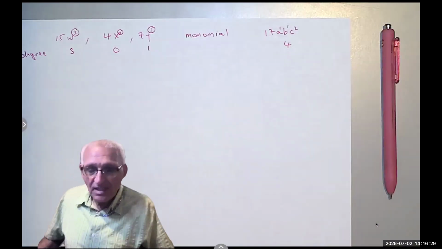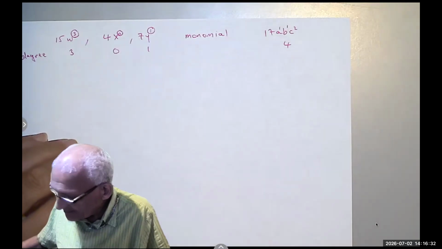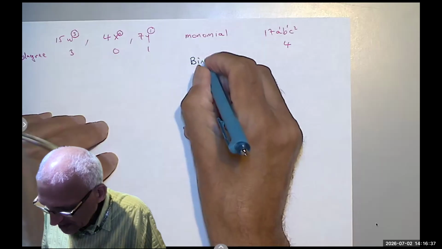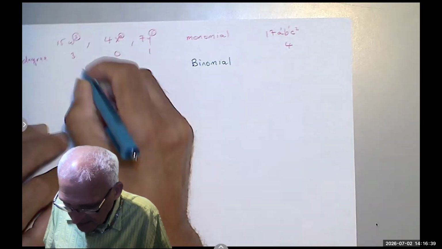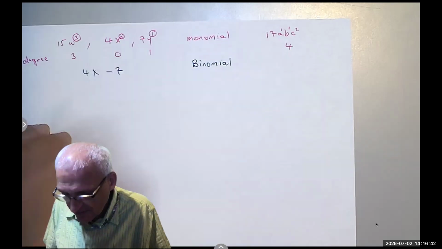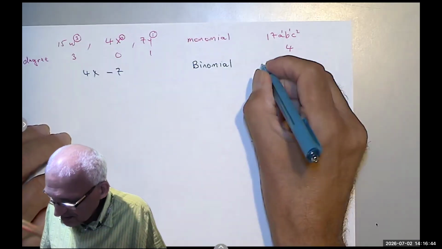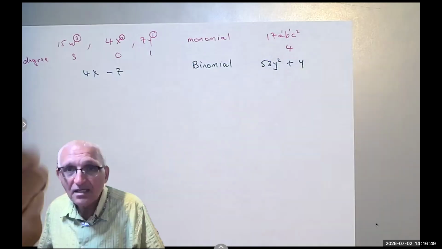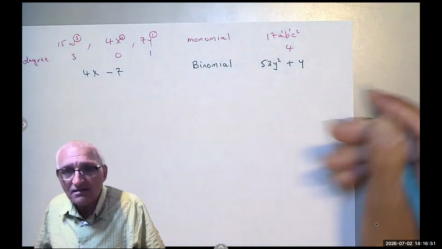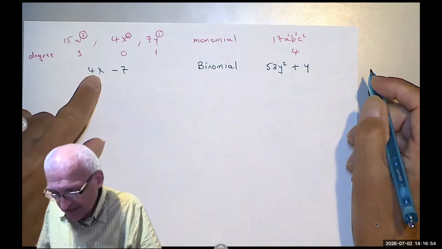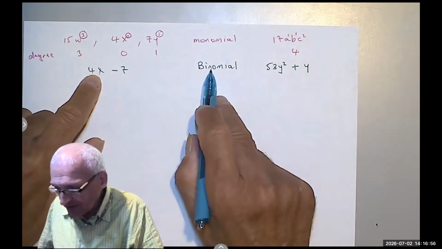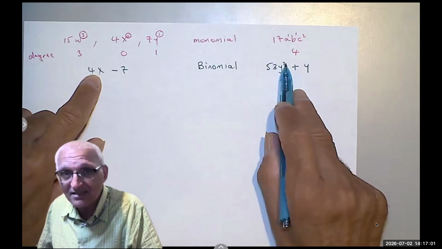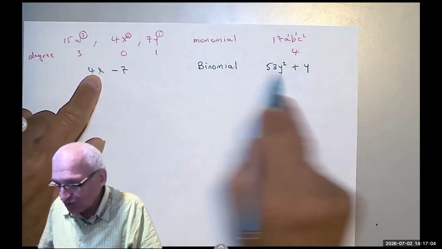So that's how simple. I can have a binomial. Bi means 2, right? Binomial, like 4x minus 7 or 53y squared plus y, or plus x, or plus anything. The degree here is 1 binomial. The degree here is 2. That's the highest power. This is 1, this is 2, so we take the highest and call it the degree. The degree is 2 binomial.